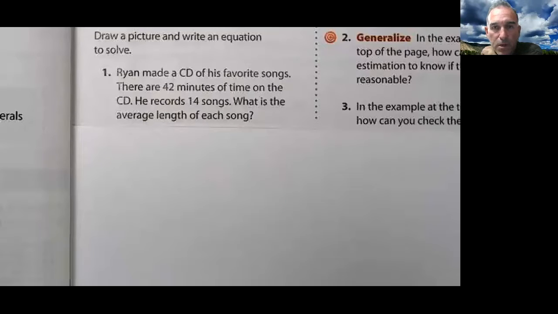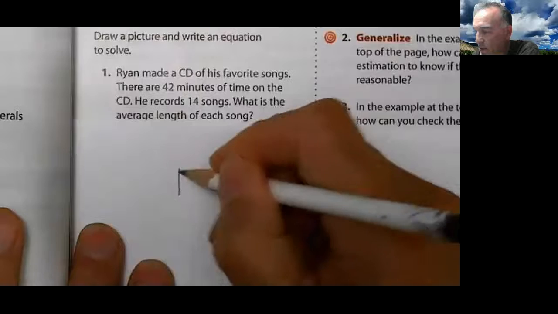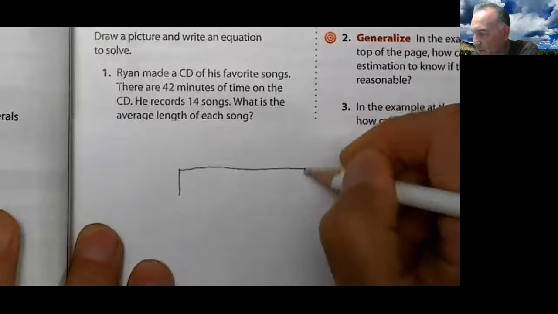Welcome back. Part 2. This is topic 4, lesson 5. I'm on page 111, number 1. Page 111. Ready? Let us continue. I know I'm going to need these unit bars because they certainly help, don't they?